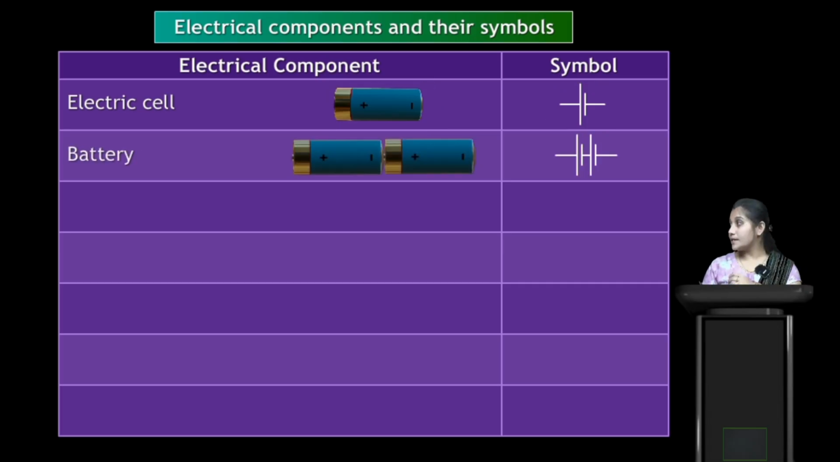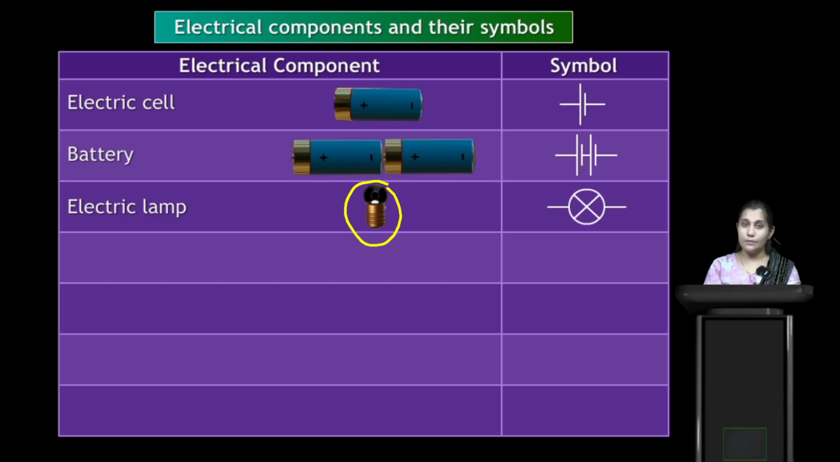Okay. And then comes the battery. Means what is battery? When we connect two or more electric cells in a sequence, we call it a battery. So the symbol is like this. We can connect the batteries in such symbols. Okay. And then comes the electric lamp. So this one is electric lamp, means in original the bulb looks like this. In symbol we will represent it like this.